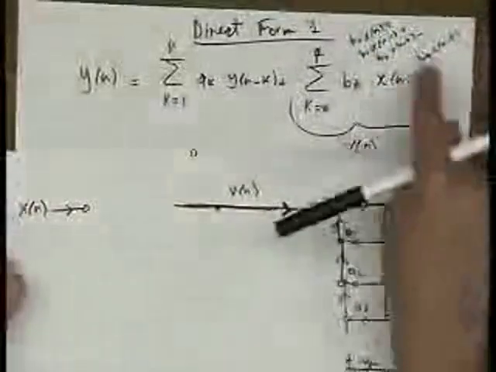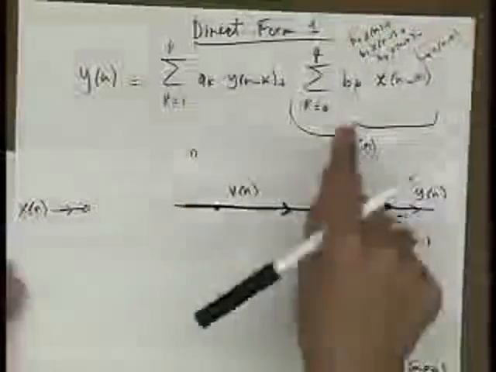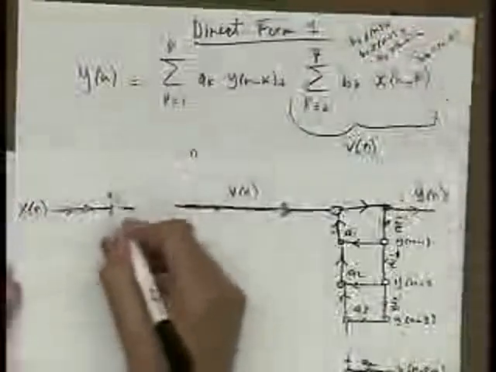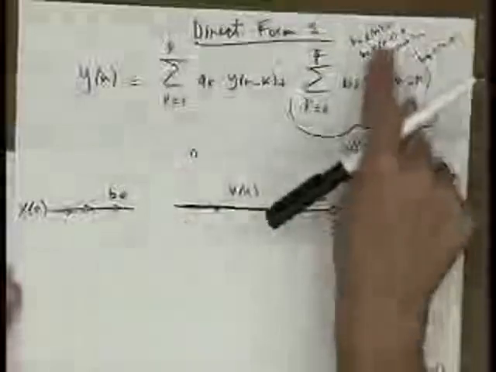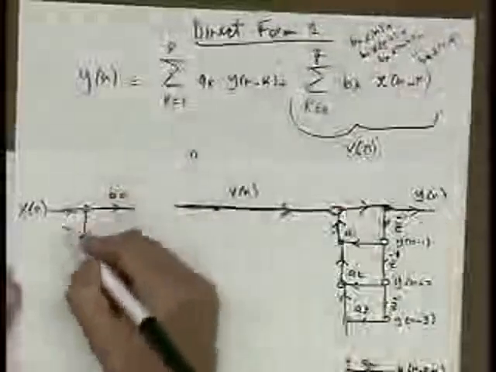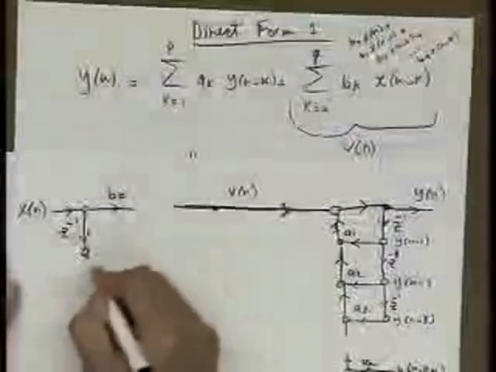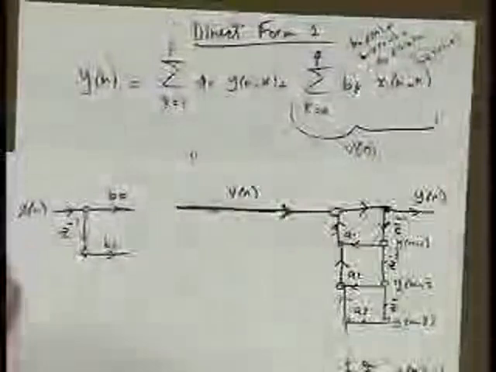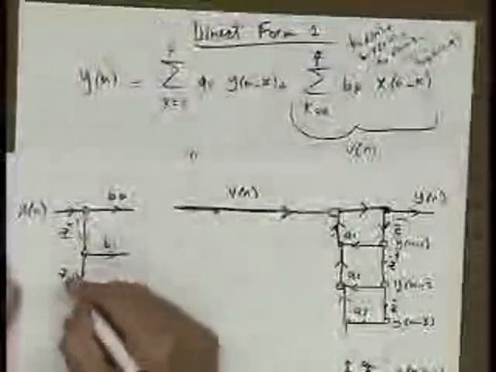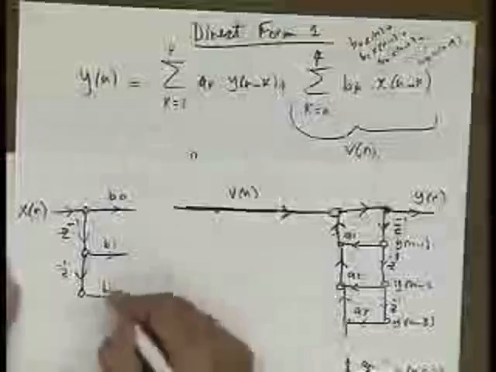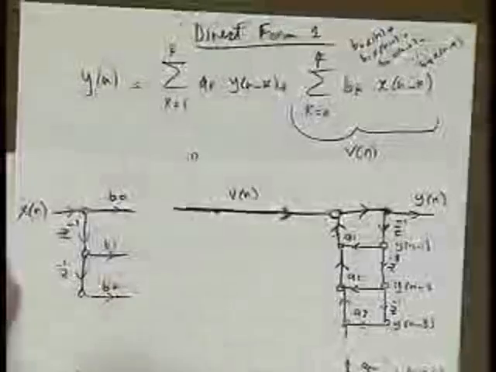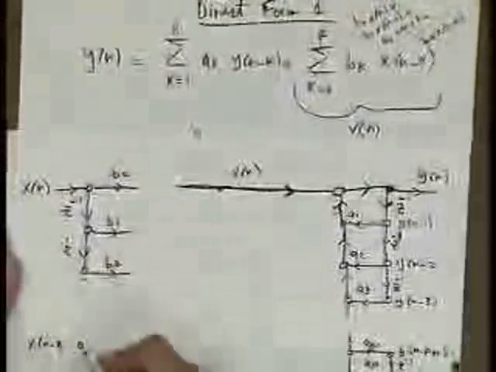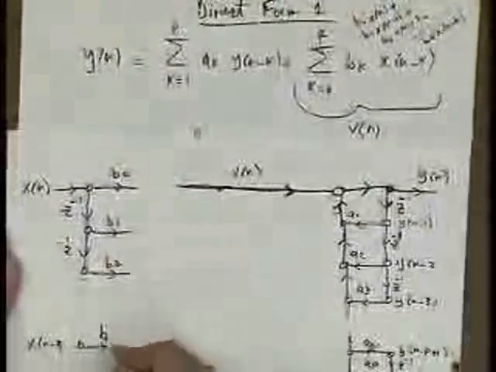So let's just do it. I need to multiply x of n by b naught. So let's just do that. And then I need to delay x by 1 to get x of n minus 1. So this point is just x of n minus 1. And I need to multiply it by b1. And then one more delay, and multiply it by b2. And the last one, this is x of n minus q. I've delayed enough q times to get that and multiplied that by b sub q.